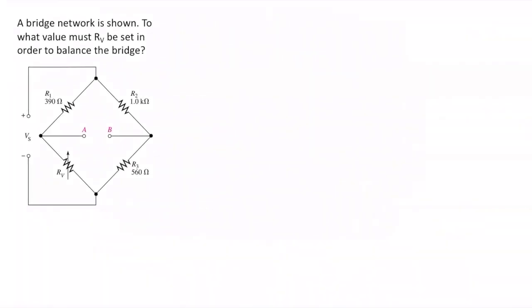Okay, the next problem involves a Wheatstone bridge problem. The bridge network is shown. To what value must RV be set in order to balance the bridge? The condition when the bridge is balanced is that the voltage across AB is 0, and this means that we have to satisfy this condition where the ratio R1 and RV must be equal to the ratio R2 and R3.